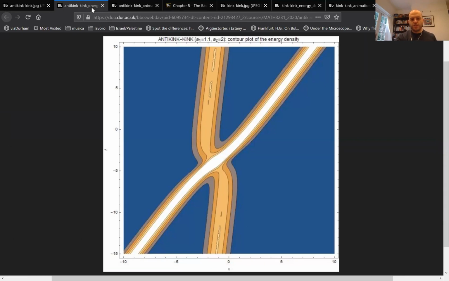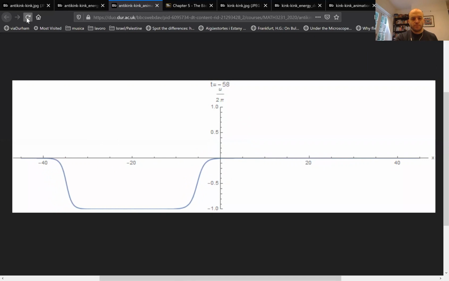Finally, I showed you an animation of the time evolution, where you can see the faster soliton, the anti-kink, catching up with the slower kink and overtaking it.